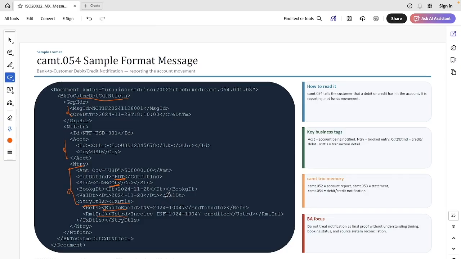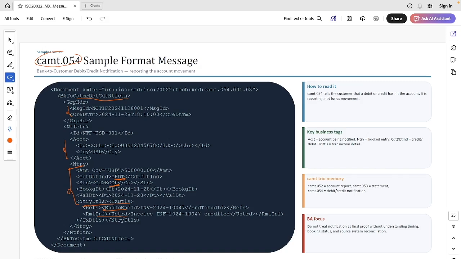A simple rule to memorize is: CAMT.052 reports account activity, CAMT.053 provides statement style information, CAMT.054 notifies debit or credit entries. For CAMT.054, think something has hit the account and the bank is notifying the customer system.